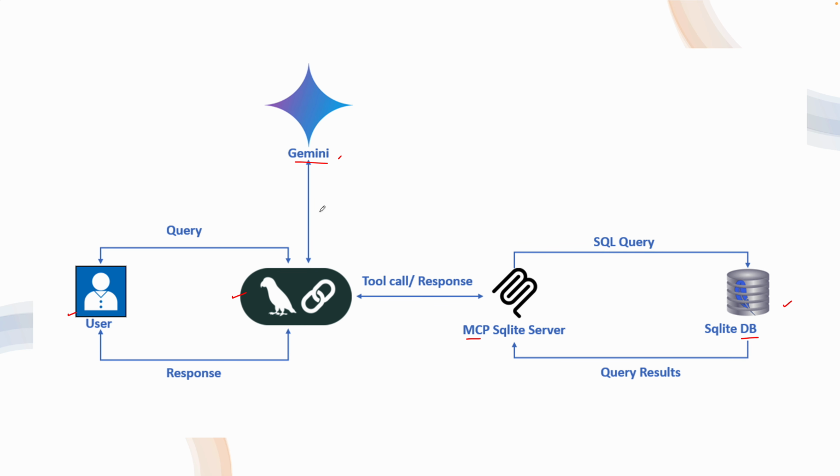So remember, a few artifacts are participating in this workflow, and we will be building it. Don't worry, I'm with you. We have the user, we have the LLM, which is Gemini in this case. We have the LangChain MCP adapter, because the LangChain MCP adapter will be talking to the MCP server, and the MCP server is talking to the SQLite database. So I believe you got some understanding of what we are trying to build as part of this lecture.